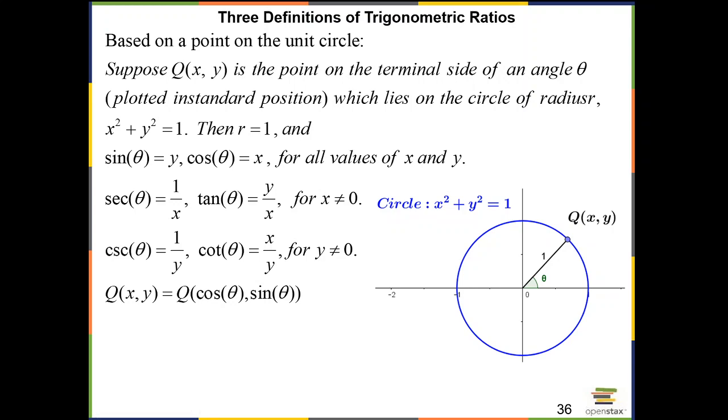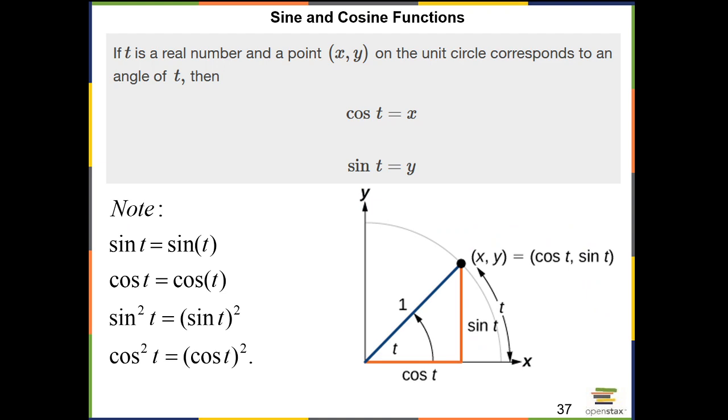And we're going to work with these a whole lot more in this chapter. But for now, those are the 3 different definitions of 6 ratios. So I talked about that already. Notice that in a unit circle, this x coordinate is cosine, and this y coordinate is sine, right?